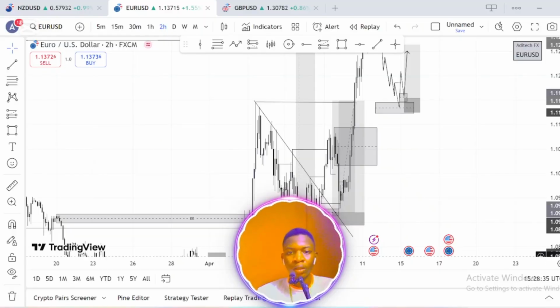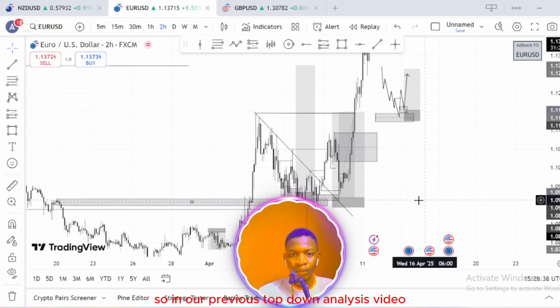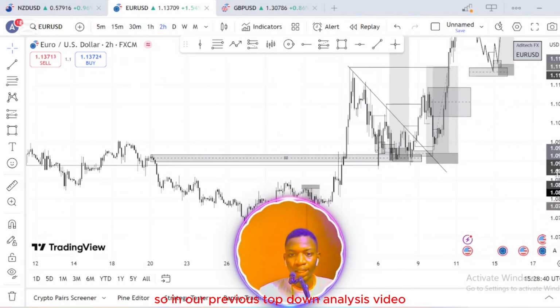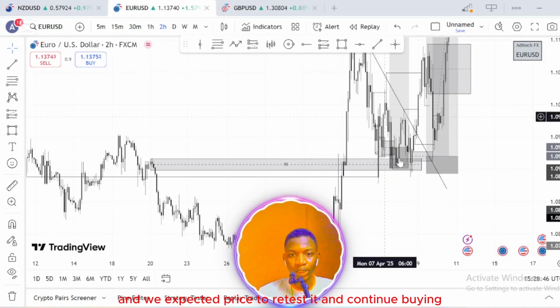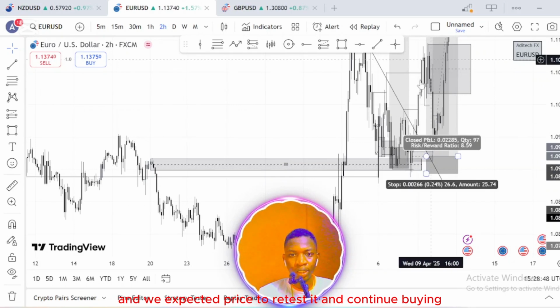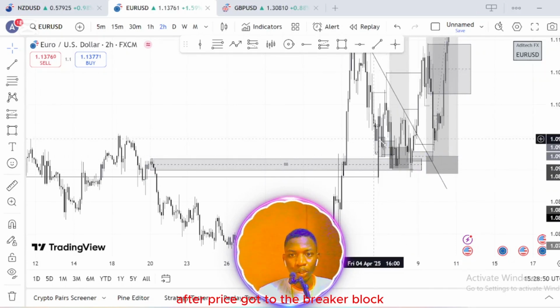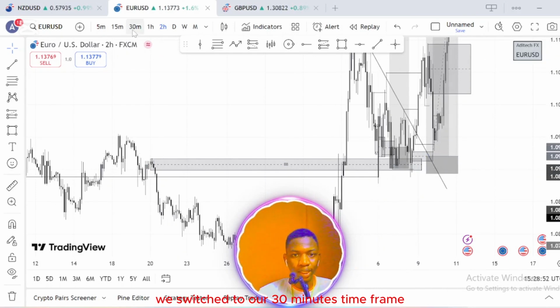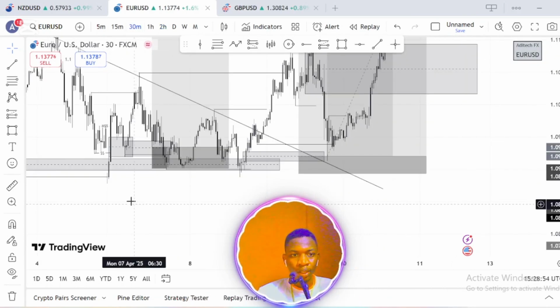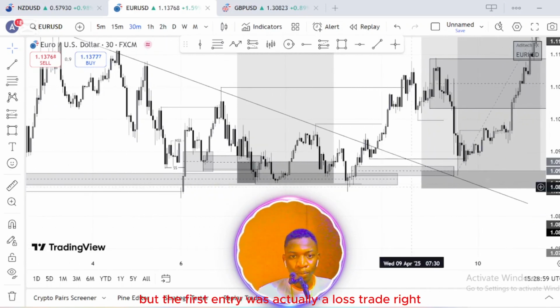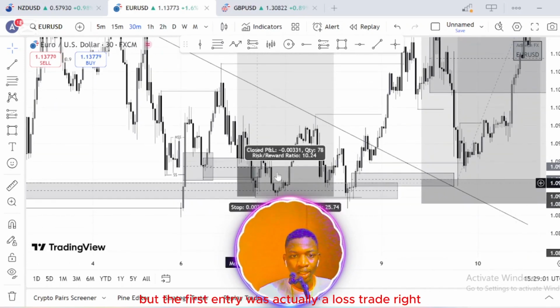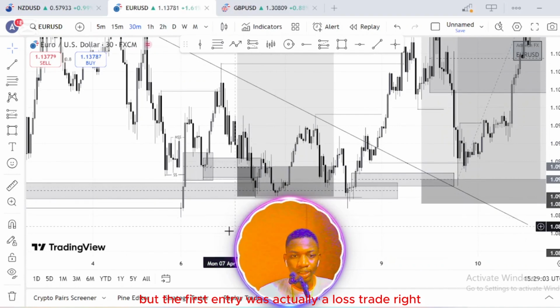Alright traders, so in our previous top-down analysis video, we spotted this breaker block right here, right? And we expected price to retest it, then buy. After price got to the breaker block, we switched to our 30 minutes time frame. Now on the 30 minutes time frame, I got my first entry, but the first entry was actually a loss trade, right?